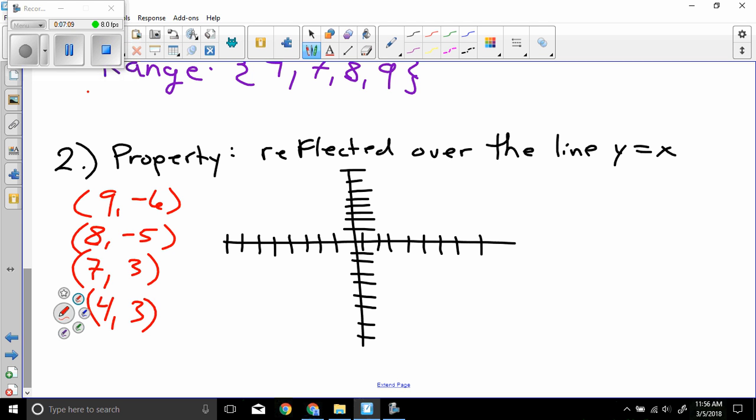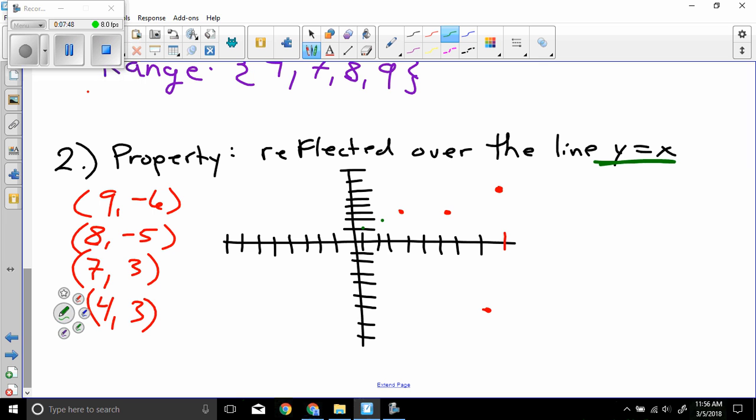So (9, -6), well, let's see here. I need one more here, 9, and then down there, (8, -5), 1, 2, 3, 4, 5, then (7, 3), (4, 3). Those are my original points. Now, it says that it's the line y equals x. Well, that is of slope 1.